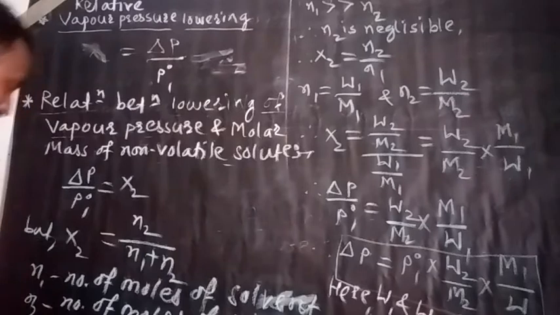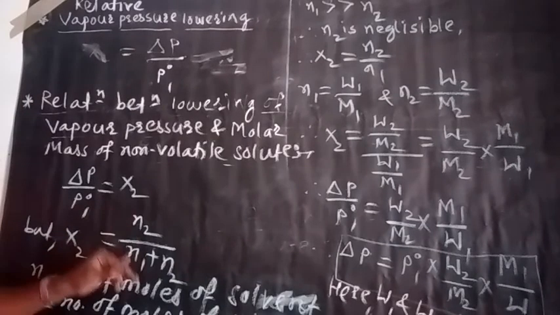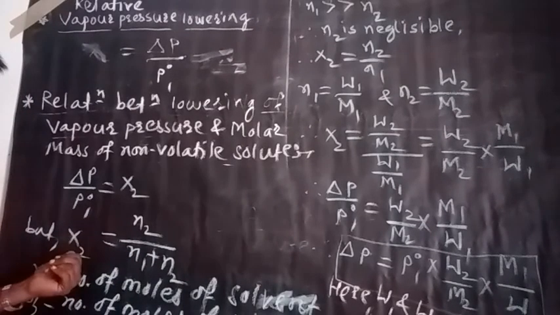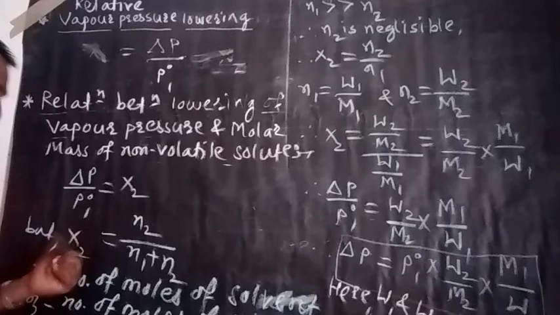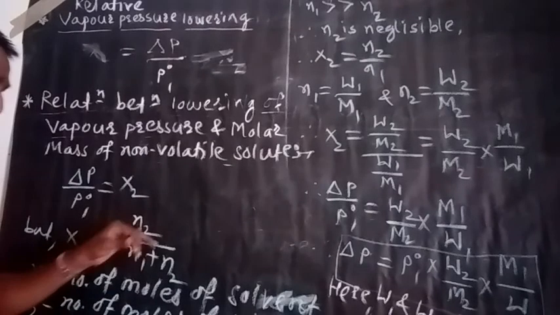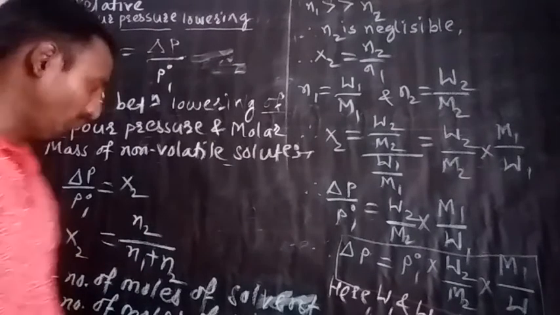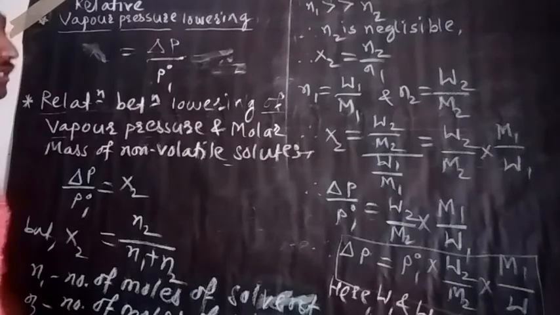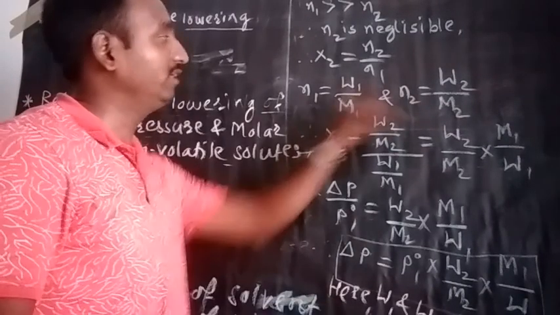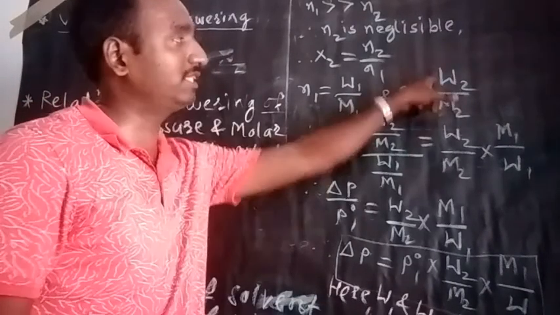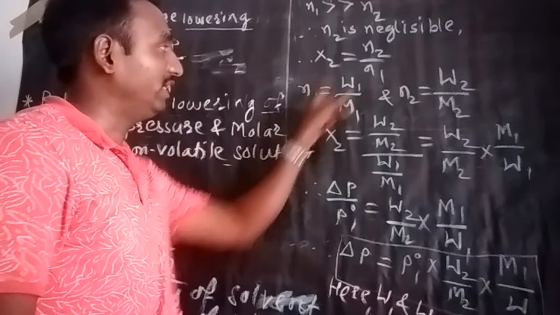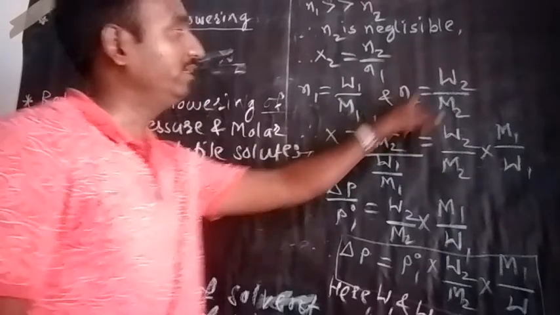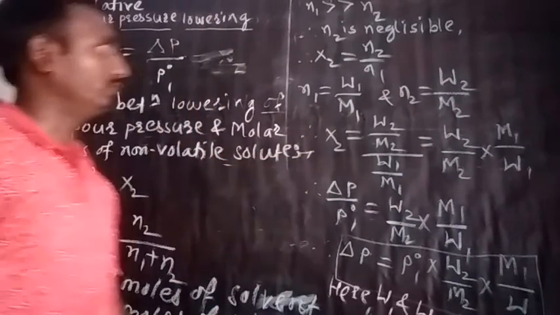X2 is nothing but N2 upon N1 plus N2, that is the mole fraction of the solute, where N1 and N2 are the number of moles of the solvent and solute respectively. The number of moles is calculated as given mass upon molar mass. That's why N1 becomes W1 upon M1, and N2 becomes W2 upon M2.